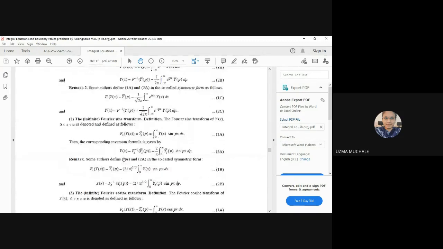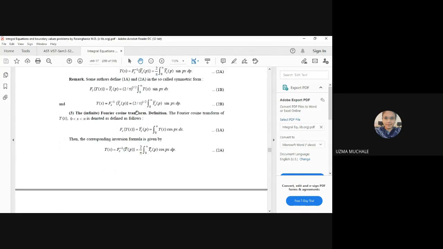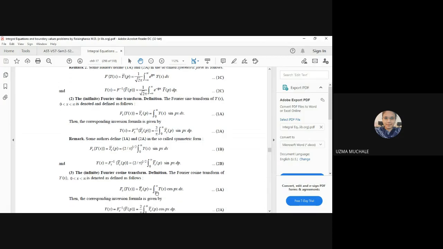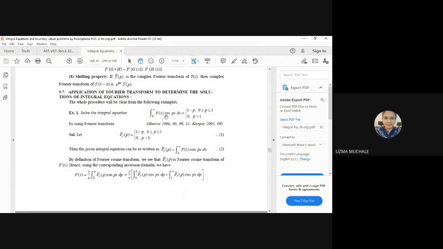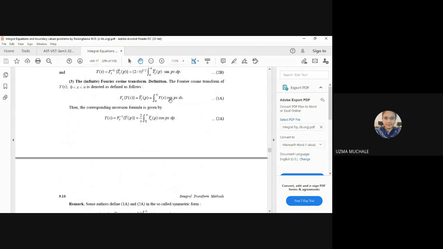There are two different formulas, sine and cosine. You can see the Fourier cosine transform and the Fourier sine transform. The Fourier sine transform is written as F suffix s of y of x, and the formula is y of x sine of px, and here F suffix c of y of x is y of x cos of px. Here also the same formula is there. You can see here f of x cos of px, and here also y of x cos of px, instead of f of x it is y of x.